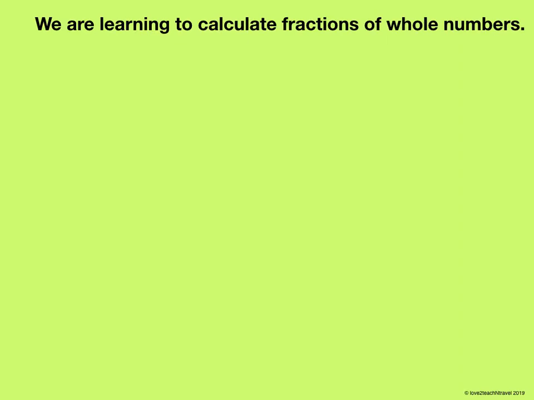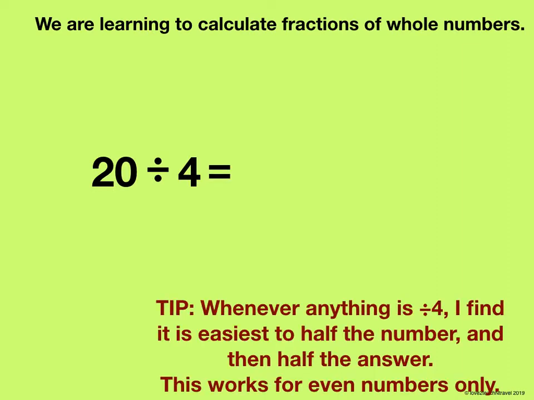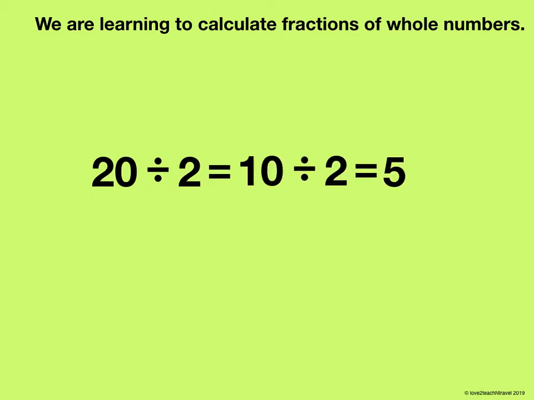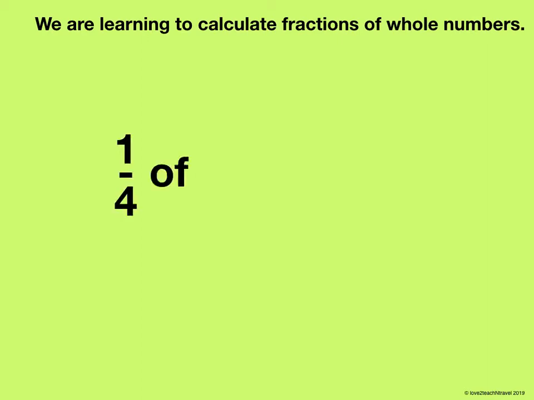So we are learning to calculate fractions of whole numbers. 20 divided by 4 equals. Now, whenever anything is divided by 4, I find it easiest to half the number and then half the answer. This works out for even numbers only. So 20 divided by 2 is 10, and then 10 divided by 2 is 5. So 1/4 of 20 is 5.